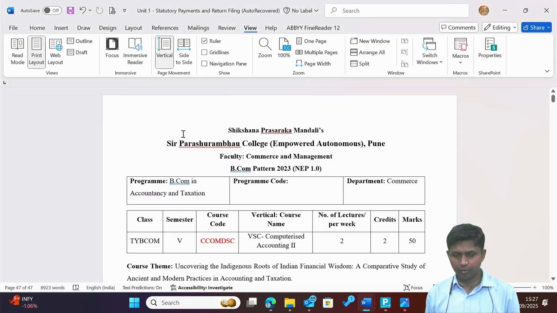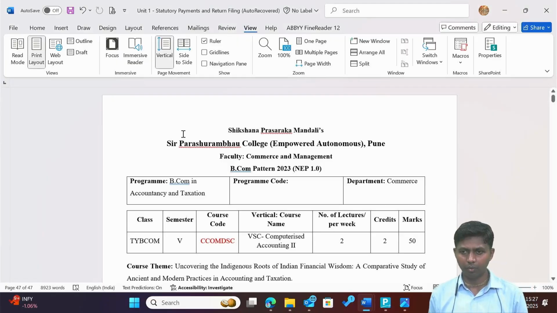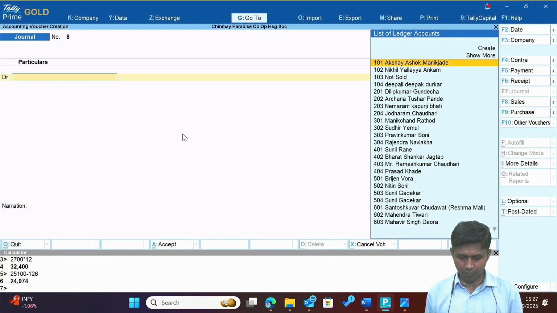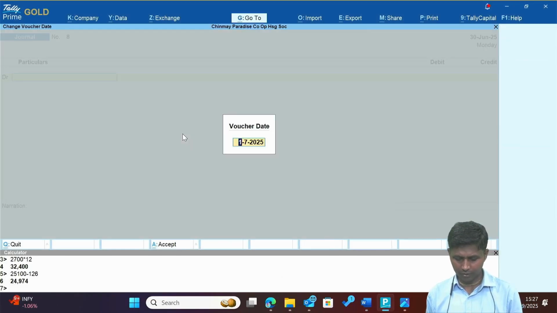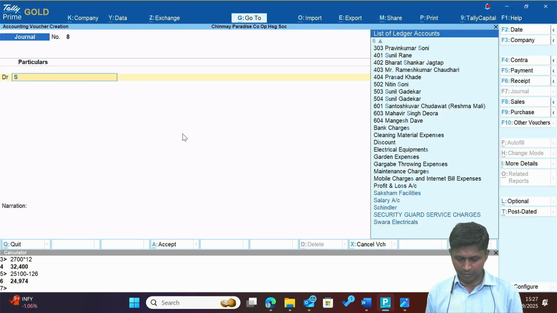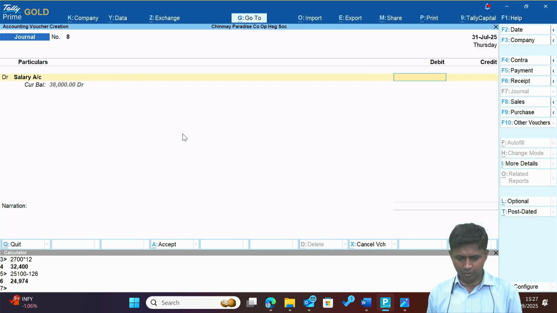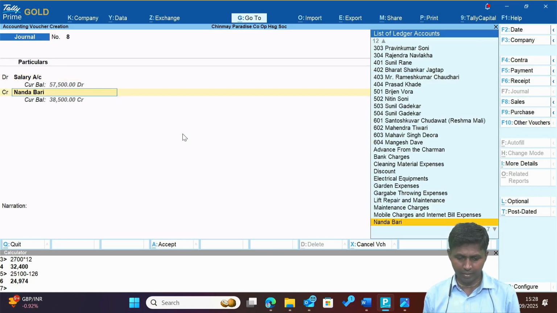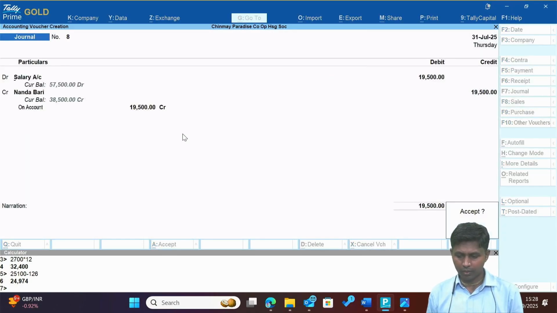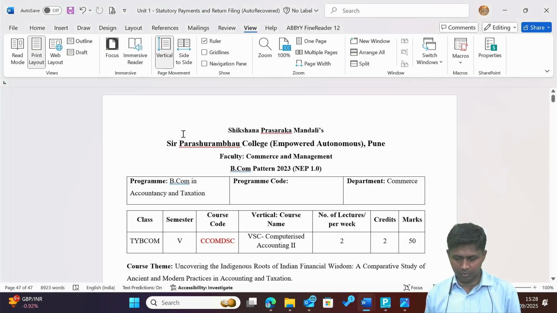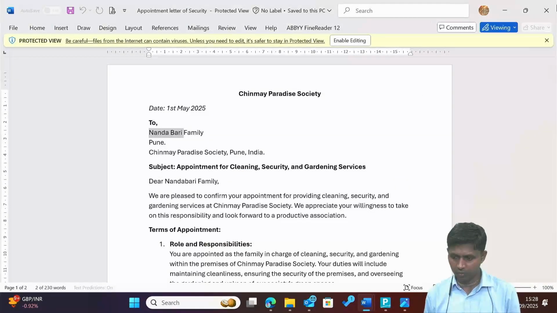And then we have to do the accounting till July. That means for one more month. In the journal only change the date to 31st July. Say salary. Or for this you can duplicate the entry with the help of Alt2, but only one entry. Again, no need to go back in the ledger and duplicate it. Just from the voucher only, 19,500. Don't forget to write 19,000 and then number. Okay, accept it.